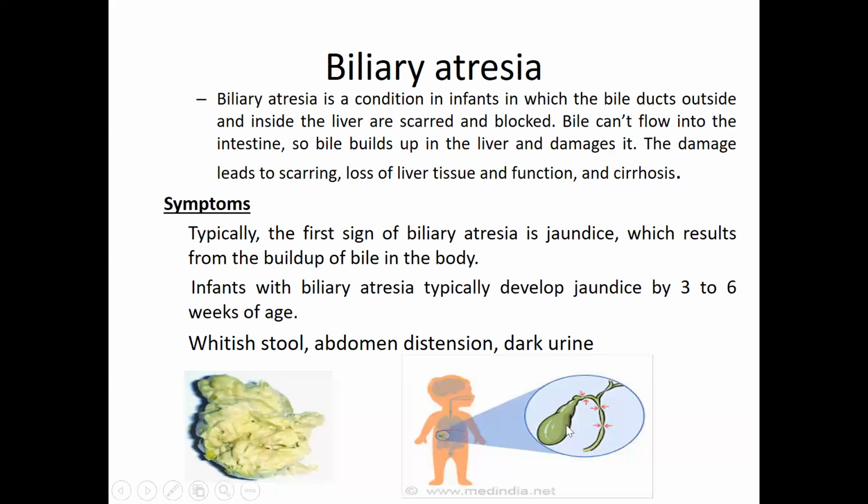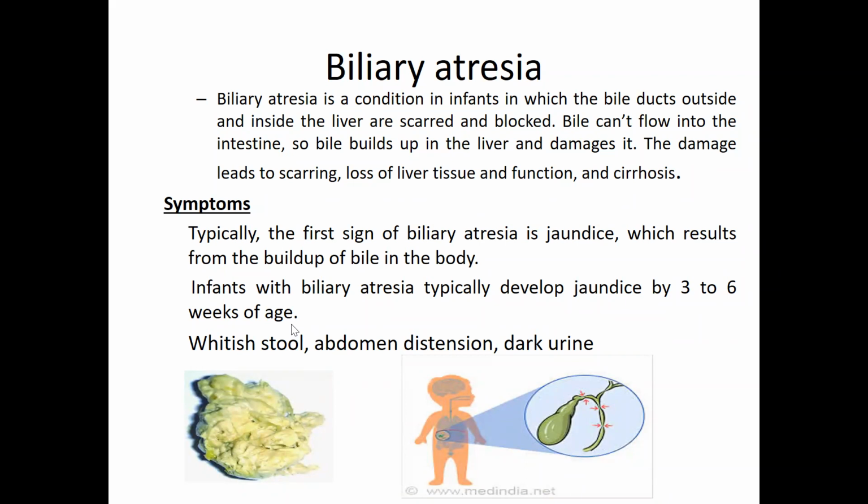So which kind of jaundice will the patient develop? This is a conjugated jaundice. If time permits, we can do a recap on this later. So obstruction will occur and then lead to biliary atresia, and conjugated hyperbilirubinemia will occur. An infant with biliary atresia typically develops jaundice by 3 to 6 weeks of age.